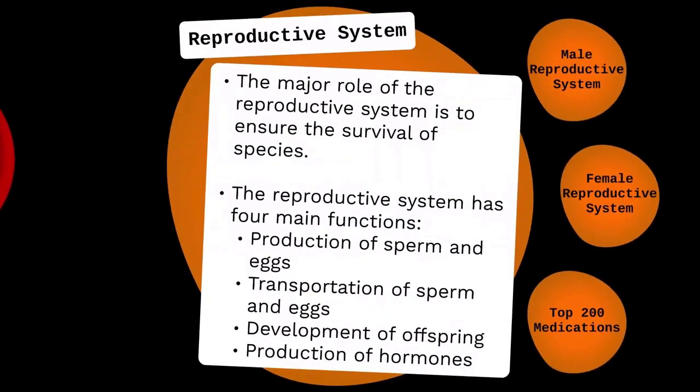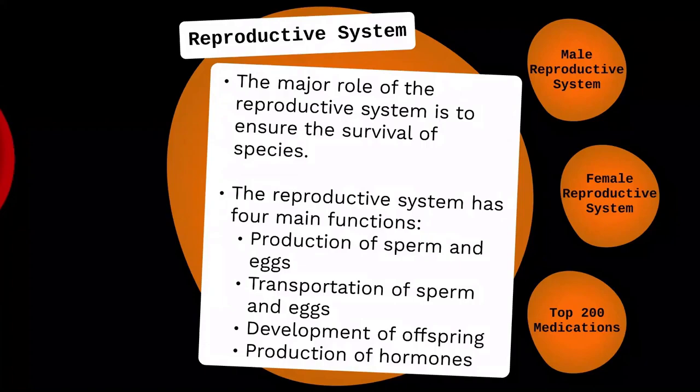Then we have our reproductive system. The major role of the reproductive system is to ensure the survival of the species, making sure that we are reproducing. The reproductive system has 4 main functions: the production of sperm and eggs, the transportation of sperm and eggs, the development of offspring, as well as the production of hormones.